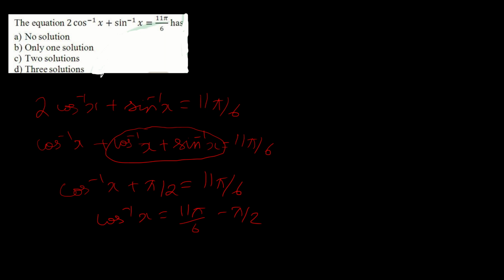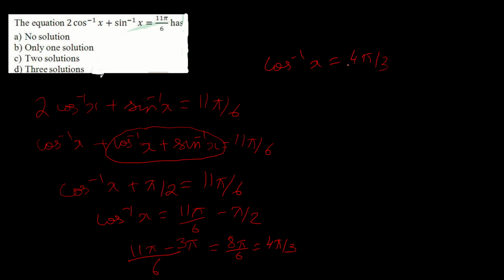Okay, so everyone will be thinking the answer will be one solution because we're only getting one value here, but that's not the case. There's a slight twist here. Let's take the LCM and all. Divided by 6, 6 by 6, 1, 11 pi minus 6 by 2, 3, 3 pi. 11 pi minus 3 pi is 8 pi by 6, which is equal to 4 pi by 3. So cos inverse x equal to 4 pi by 3.